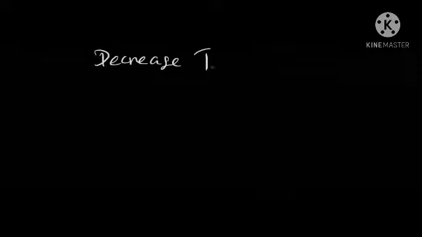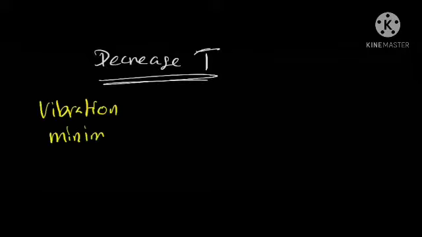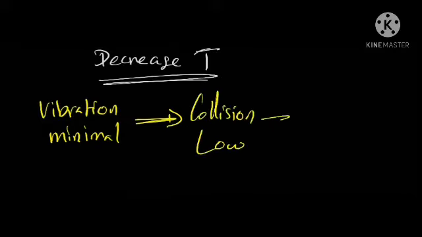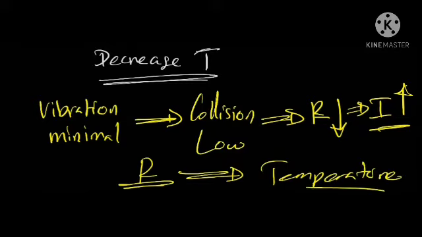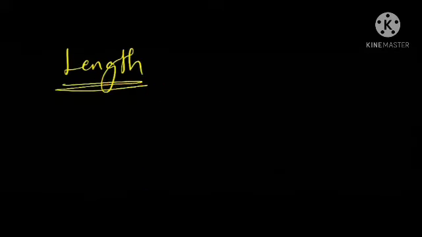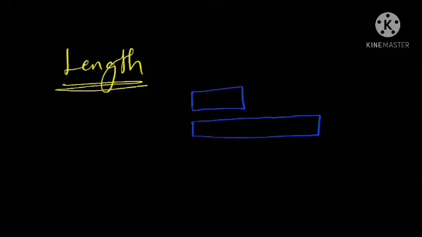Likewise, when we decrease the temperature of the metal, the vibration of atoms is minimal, hence collision of electrons is low, which results in a drop in resistivity. Thus, the flow of current is higher. So we can tell one of the variables that affect electrical resistance is temperature. There are a few other variables that affect resistivity of the metal. One of the variables is the length of the metal.